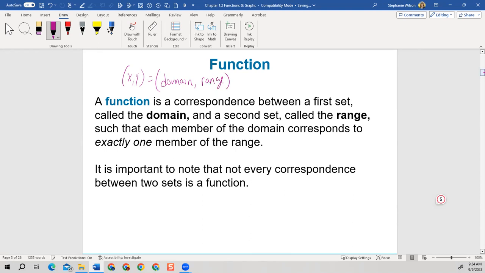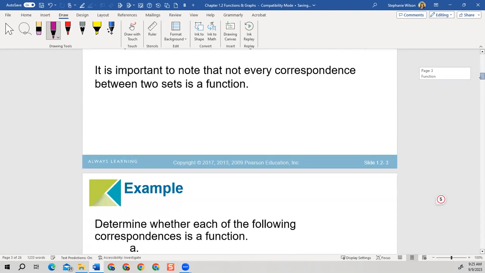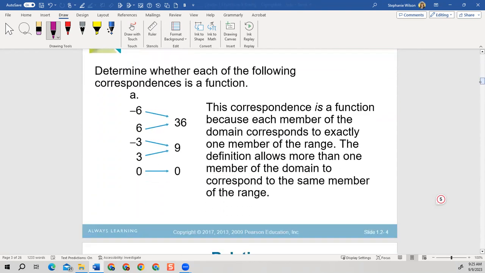We have a set of x and y in this function, and our x's are our domain and our y's are our range. So it's important to know this and understand what it is. It makes it easier to solve. So now we want to determine whether each of the following correspondences is a function. If it's a function, then we will not have a repeated x value, okay?